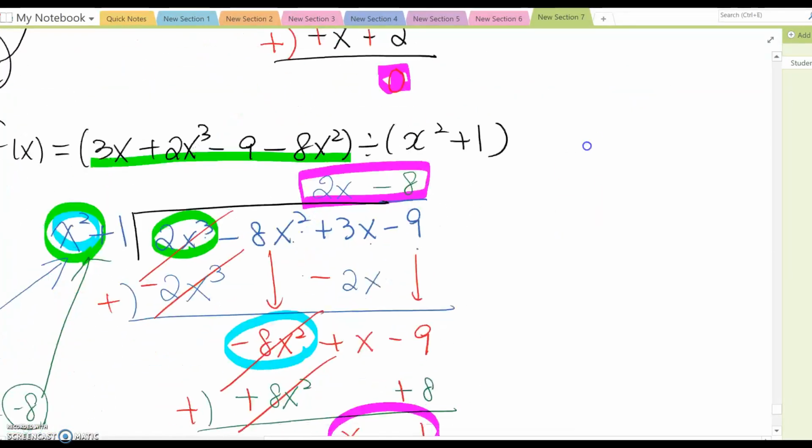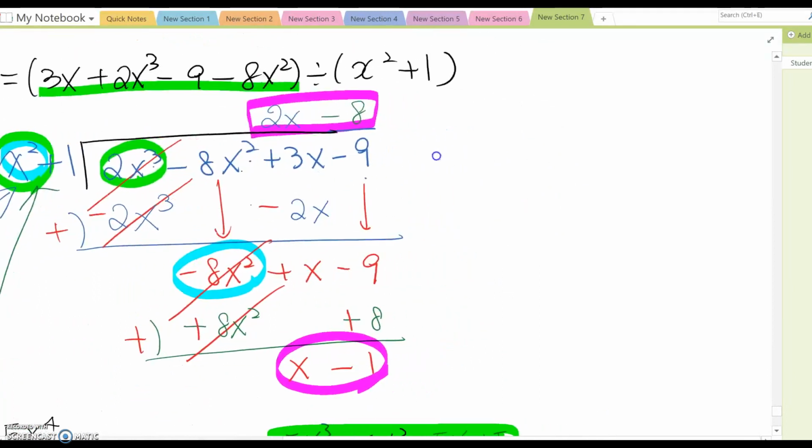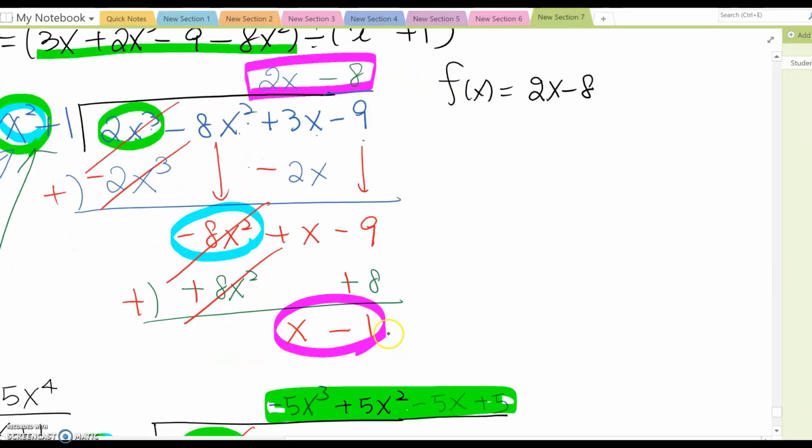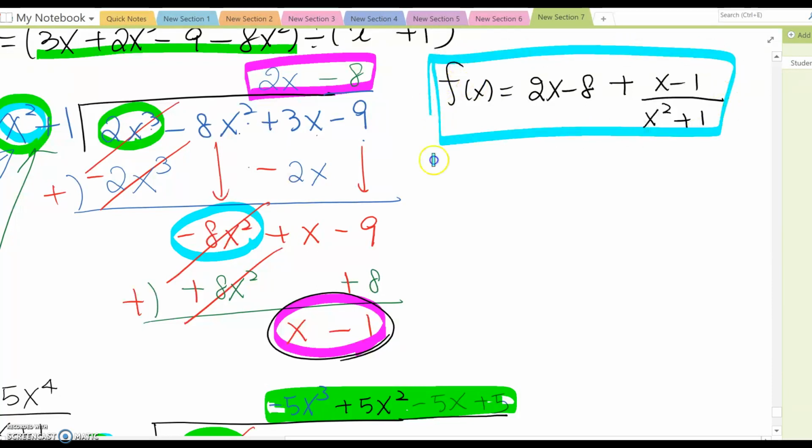Now, what about this case? We have a remainder, so the form will be a little bit different. In this case, f(x) equals 2x minus 8, and now you put the remainder, so plus x minus 1 over, what was the divisor? Yeah, that was x squared plus 1. That should be the final answer, the function form of this case.